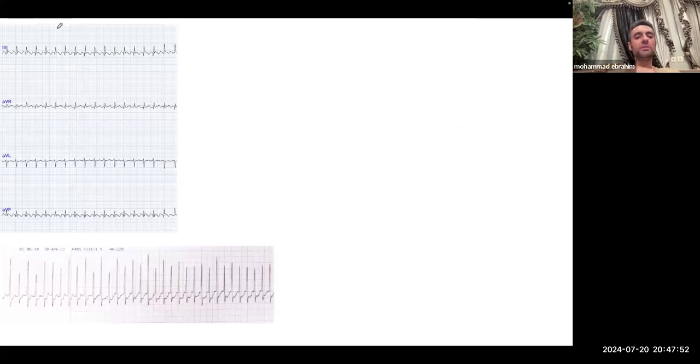Okay, so that's ECG number 1, guys. What do you see in ECG number 1? Is it tachycardia, yes or no? If yes, is it SVT or sinus?